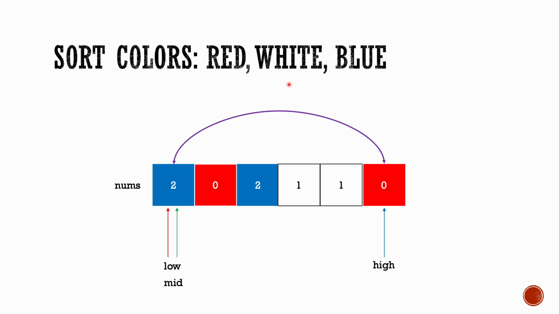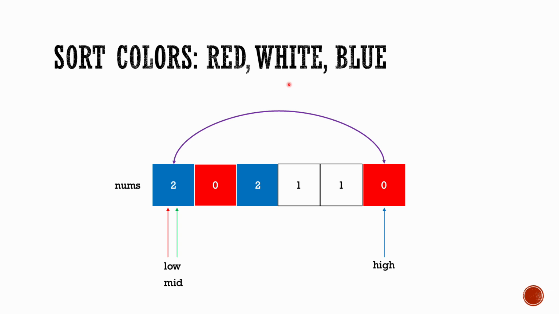How do we do this in a single iteration? We will use the Dutch National Flag algorithm. So how do we go about this? We will basically use this example to understand that flow.